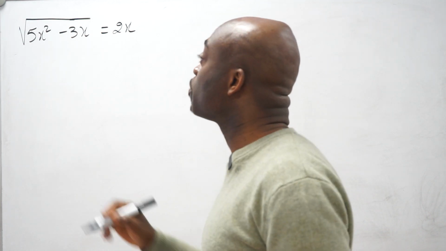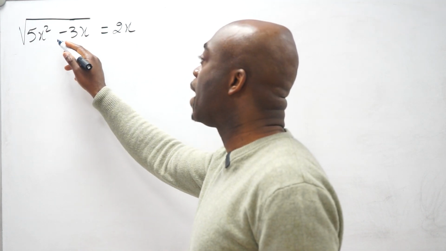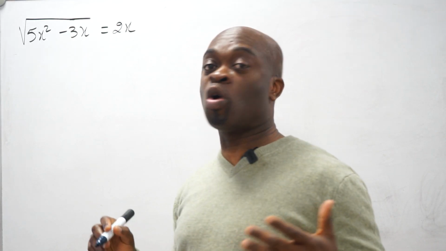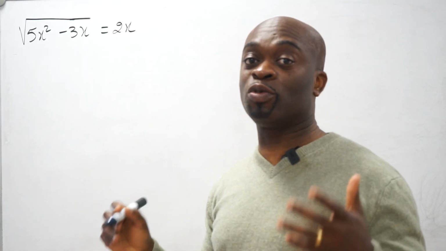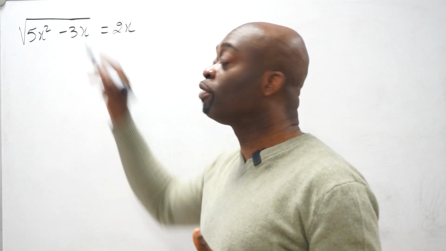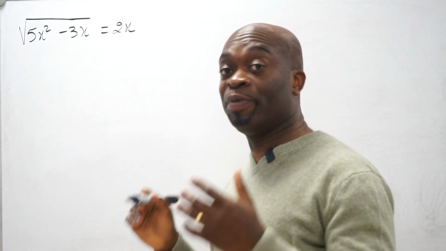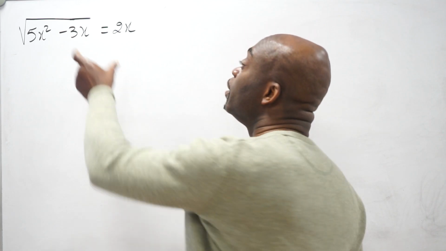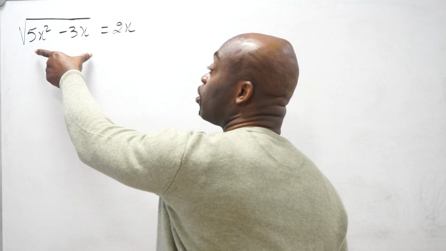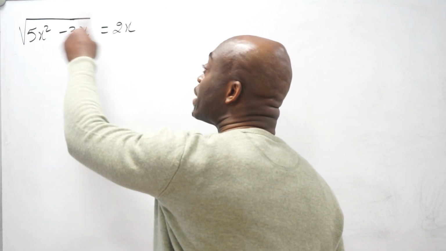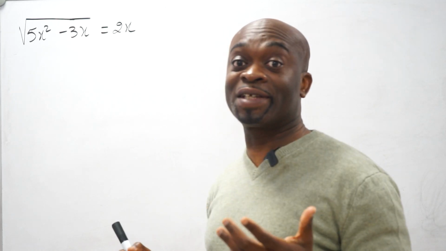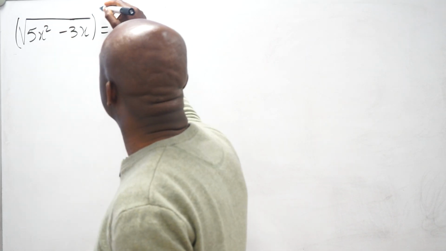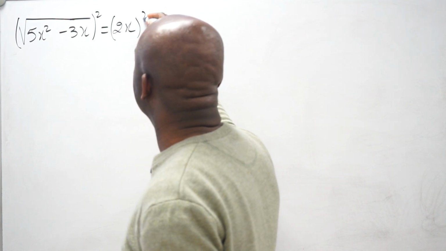Radical equations here. So we have the square root of 5x squared minus 3x equals 2x, right? The first thing we always have to do is think about how to remove the radical. But before we do that, we have to make sure it's by itself on one side of the equal sign, correct? If it is, then we can square both sides. In this case, it is, so that's great. Let's go for it. We can square these two sides.